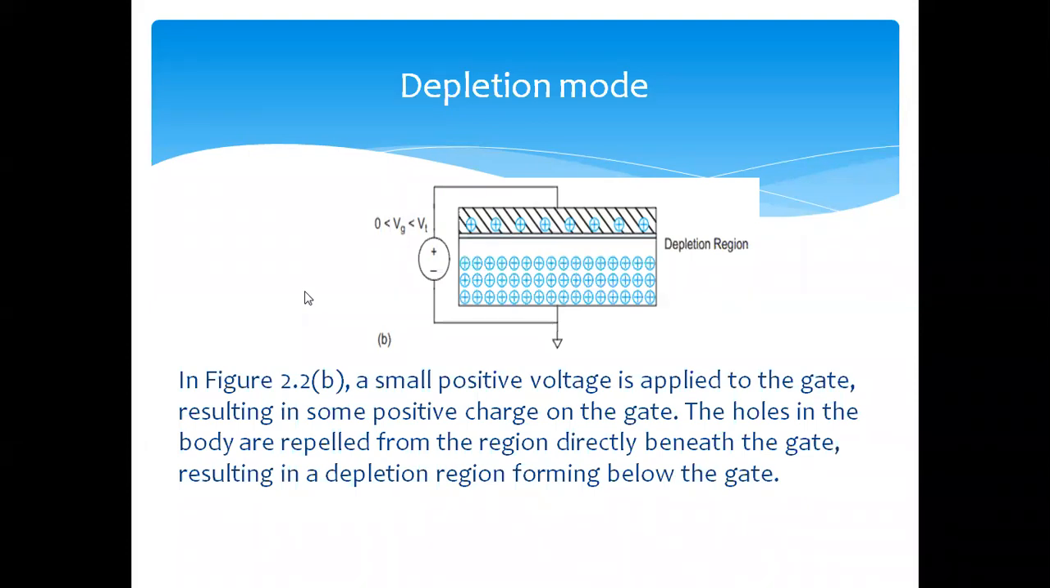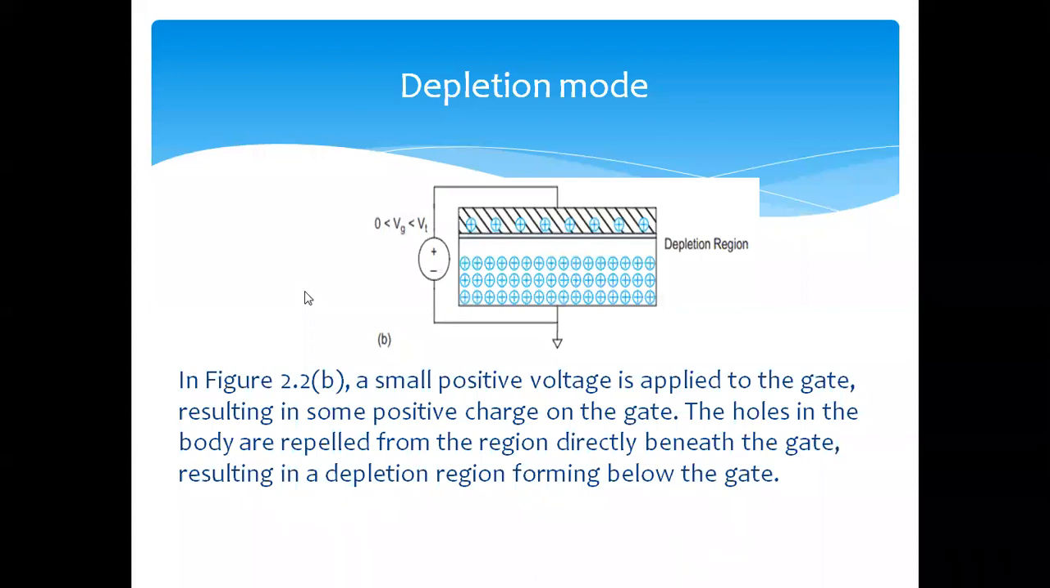In accumulation mode, what happens? As the gate is negatively charged, it attracts the holes, positively charged carriers, beneath the gate. That's the accumulation region. In the accumulation region, the gate is negatively charged, so it attracts the positive charge, that means holes, beneath the gate. That forms the accumulation of holes beneath the gate. Beneath means त्याच्या खाली असा अर्थाने.